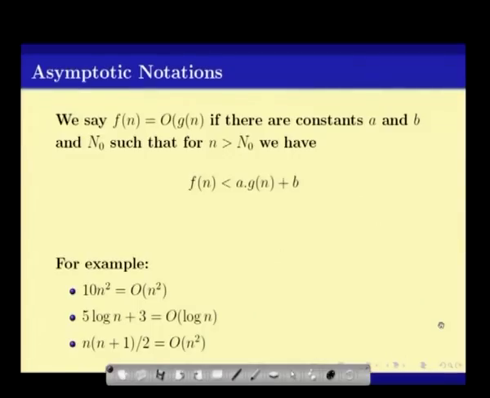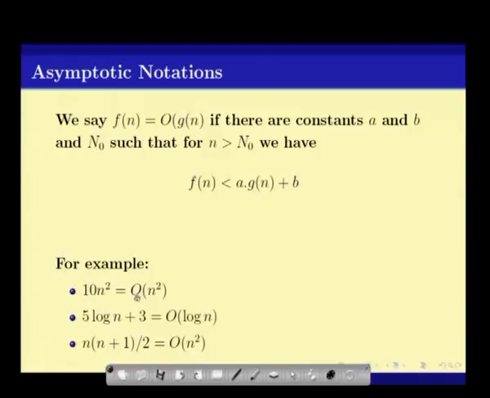To use that understanding that constant factors don't matter that much, we in computer science use something called an asymptotic notation. So, what is an asymptotic notation? Let us say f n and g n are two functions, then we say that f n is big O of g n if f n is less than some constant times g n plus some constant. So, in other words, up to constant factors f n and g n are similar.